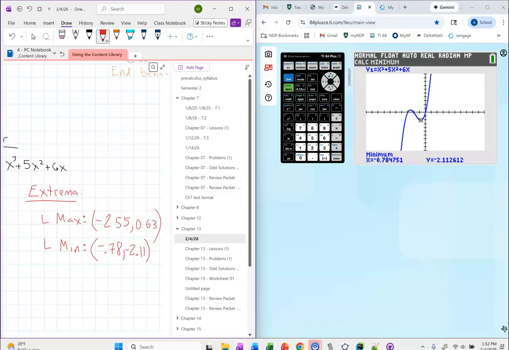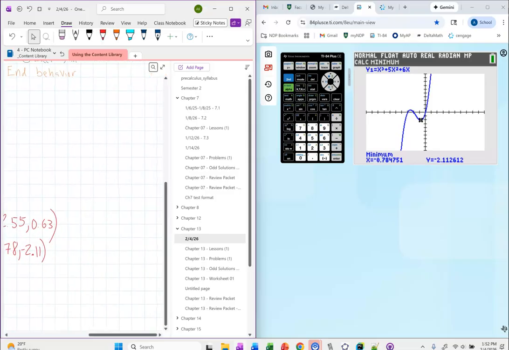How'd you guys do on the extrema? Did you get the same thing I found for your minimum? Yeah. That work? Okay. The last piece I'm going to need is my end behavior. I'm just going to say EB for end behavior. Is that okay with everybody?